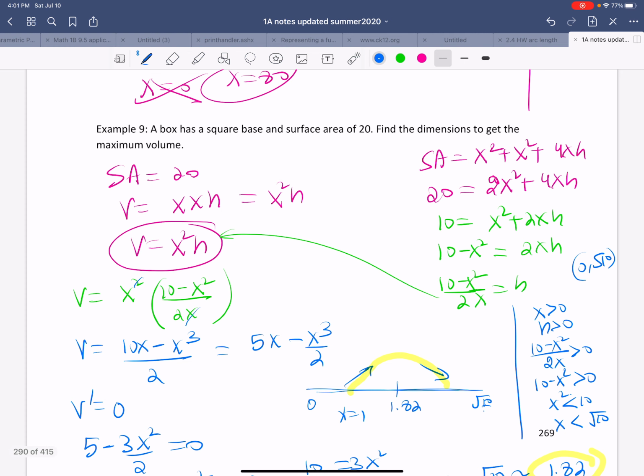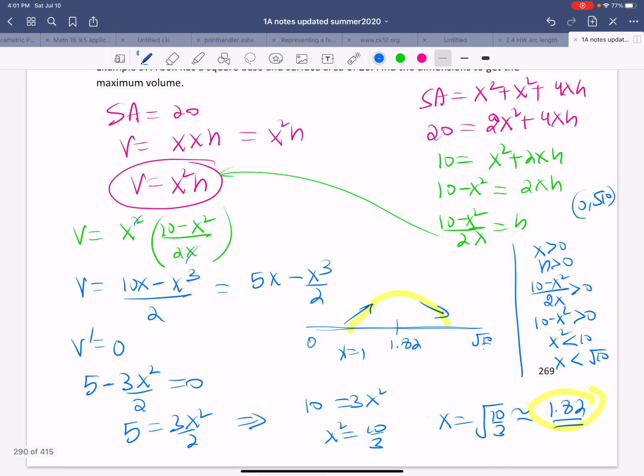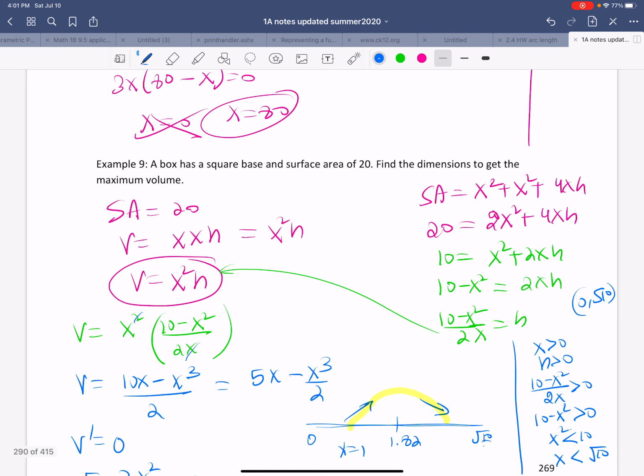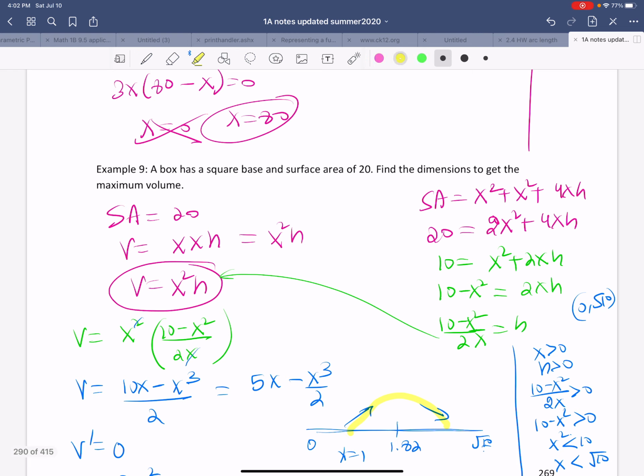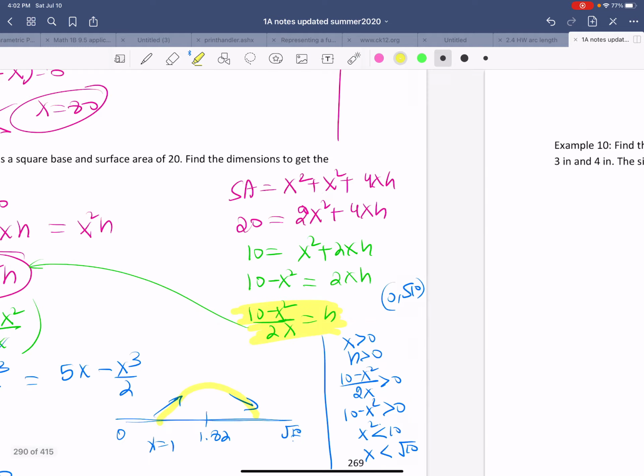Once you know the x, you also know the h. You can plug it back into the h. And in this case, we're not given the unit, so we can just say units next to it. So find out the h as well by plugging the x back into the relationship between x and h that we had. I'll leave that part for you.